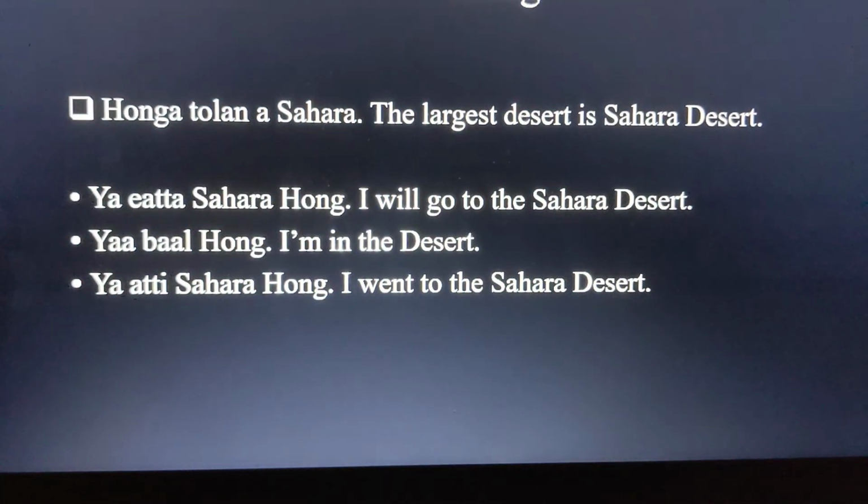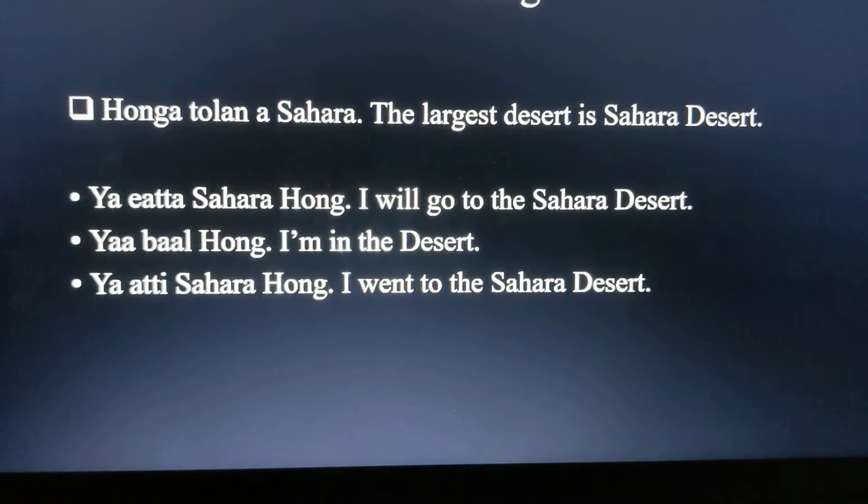Next, we have Honga tulan a Sa'ara, which means the greatest desert. The largest desert is Sahara. The largest desert in the world is the Sahara Desert. Honga tilan a Sahara.